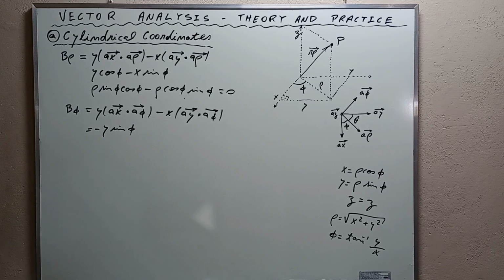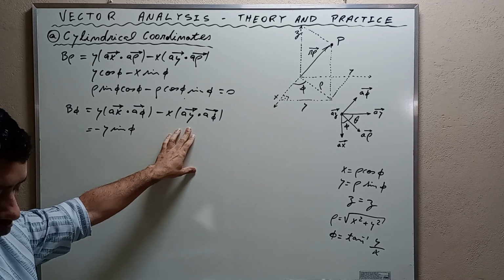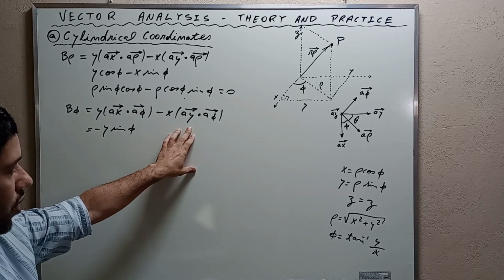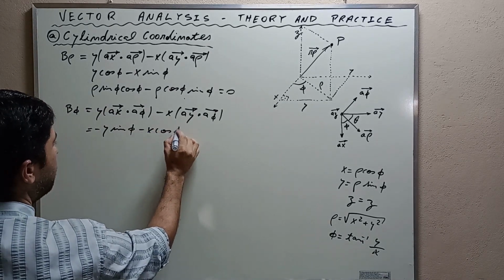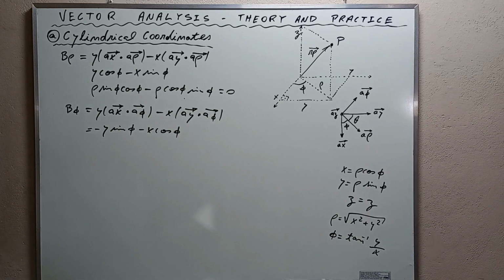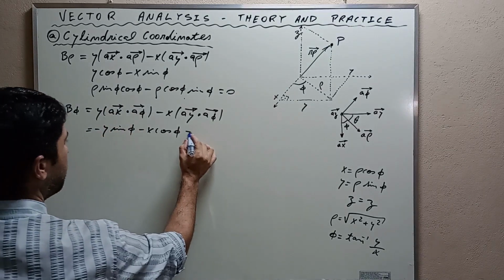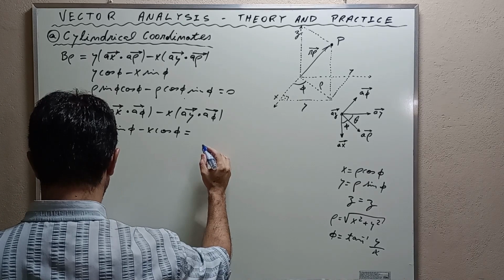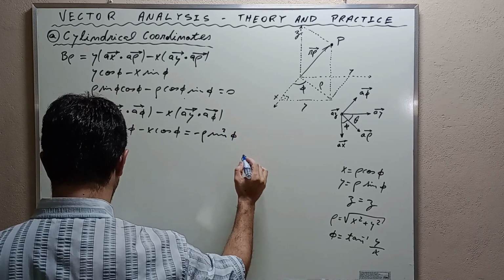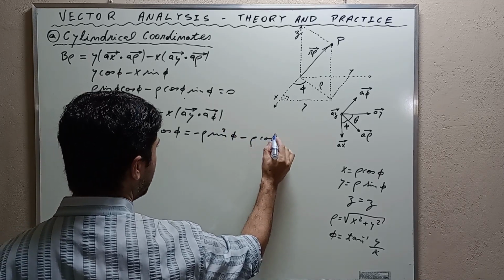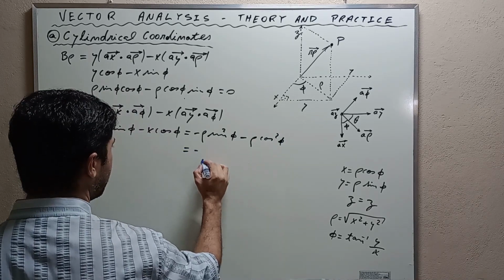And how about this? A_y with a phi. The dot product is the cosine of phi. So it is negative x times the cosine of phi. Substituting these two here, we find that it is equal to negative rho sine squared of phi minus rho cosine squared of phi. And this is equal to negative rho.